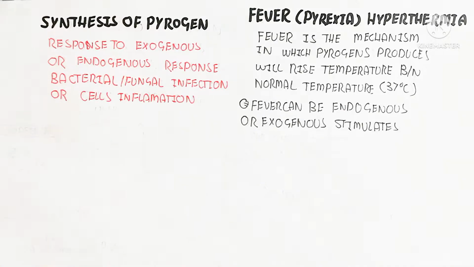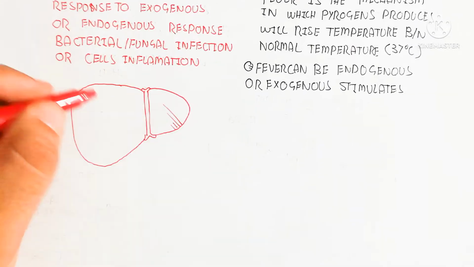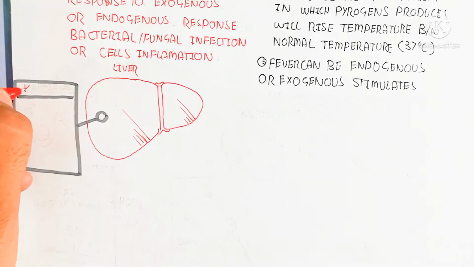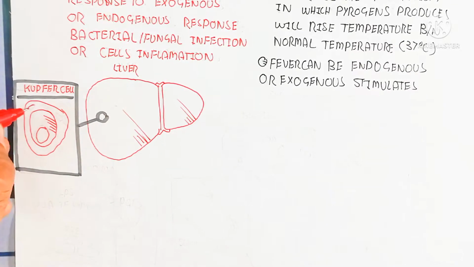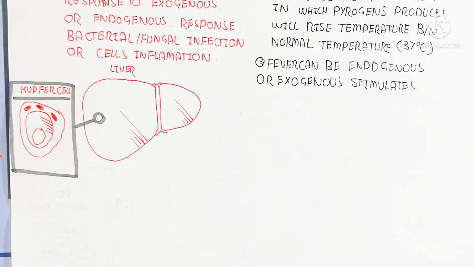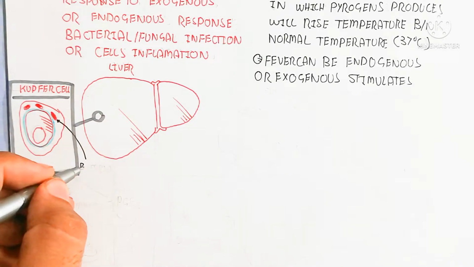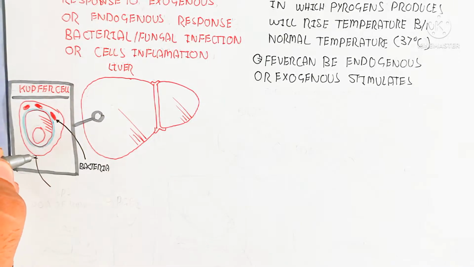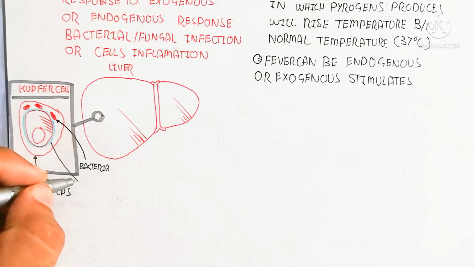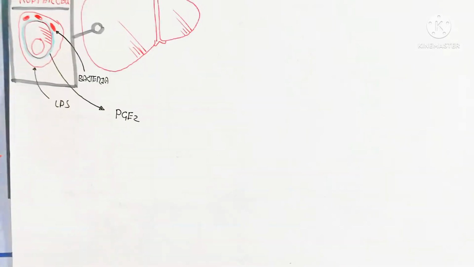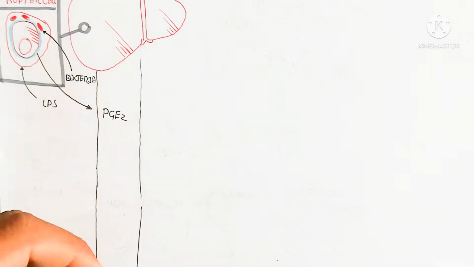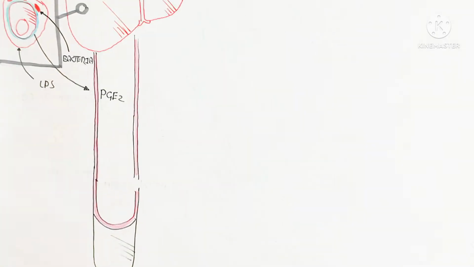We will understand this starting from the liver. The liver contains hepatocytes, Kupffer cells, Langerhans cells, and a lot of other cells. Basically, the Kupffer cell targets the bacteria. After the Kupffer cell targets the bacteria and lipopolysaccharide, this will stimulate the production of prostaglandin E2. This substance will target the brain.